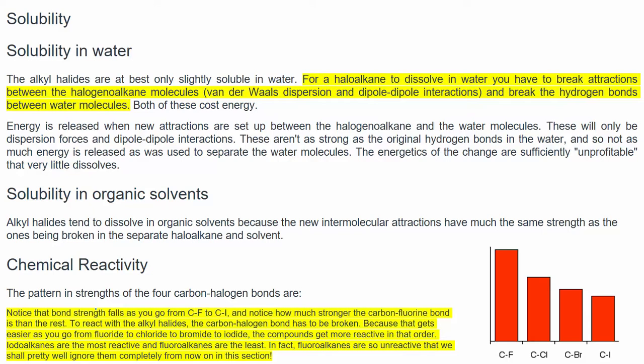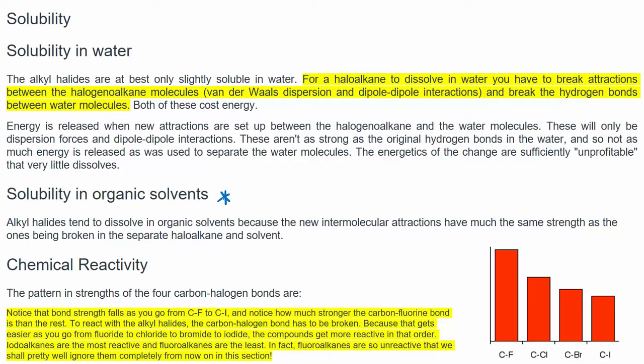Now, generally speaking, alkyl halides are going to be only slightly soluble in water. They do have those dipole-dipole interactions because of that polar alkyl halide bond, but it costs energy to solubilize in water. Water is hydrogen bonded. So sparingly soluble at best in water because we just don't have the ability to solubilize in that hydrogen bonded environment. However, in an organic solvent, we are fairly soluble.